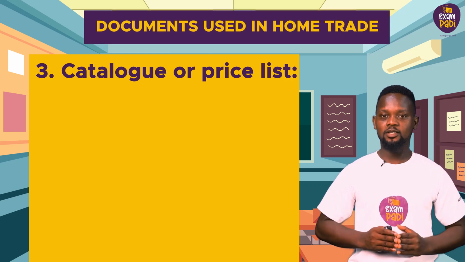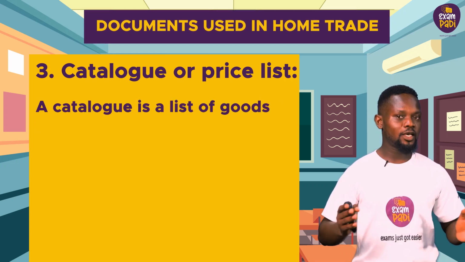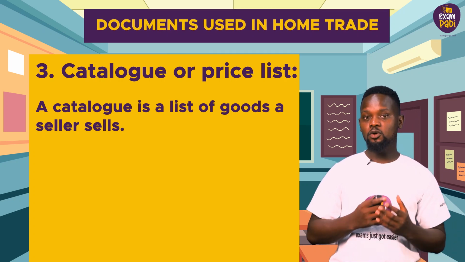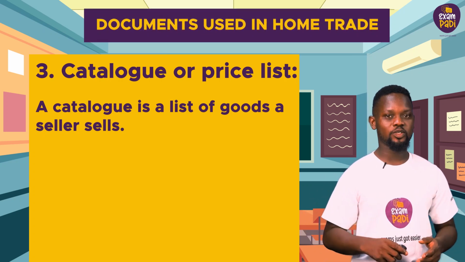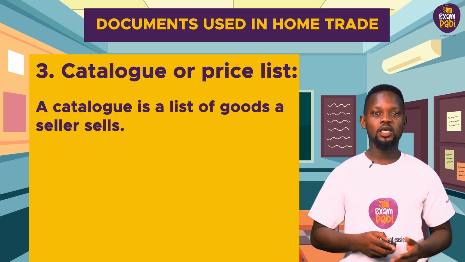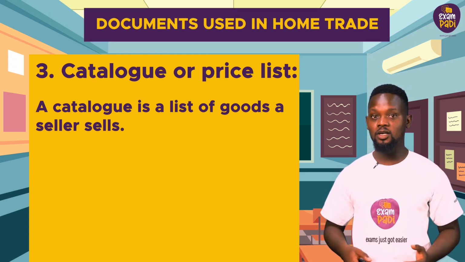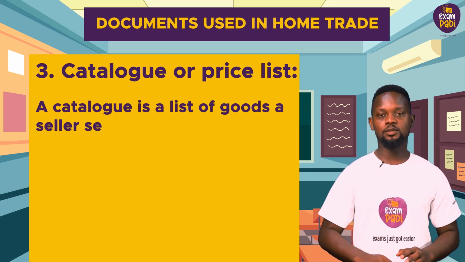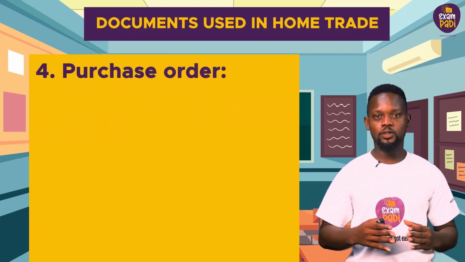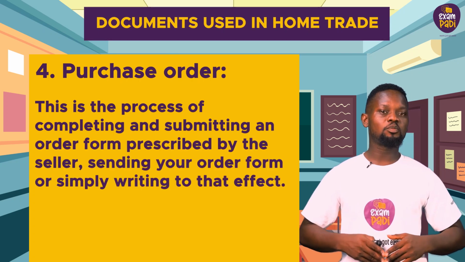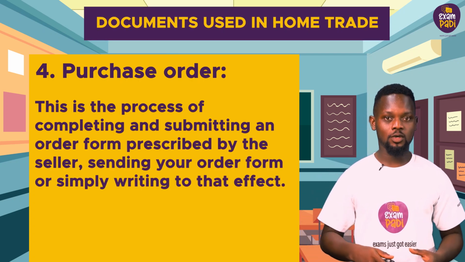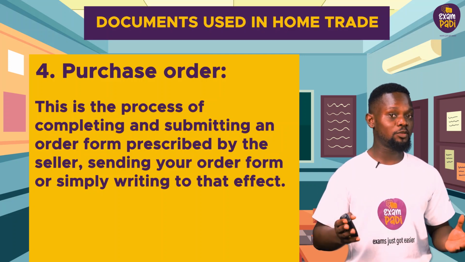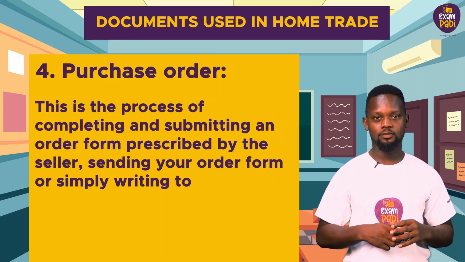Number 3. Catalog or price list. A catalog is a list of goods a seller sells. Usually, the catalog contains photographs or illustrations and description of goods in terms of size, color, and other measures or indications of quantity and quality. Number 4. Purchase order. This is the process of completing and submitting an order form prescribed by the seller, sending your order form or simply writing to that effect.